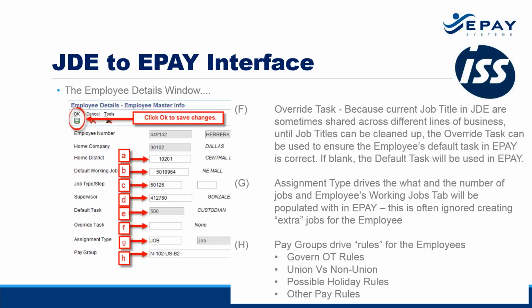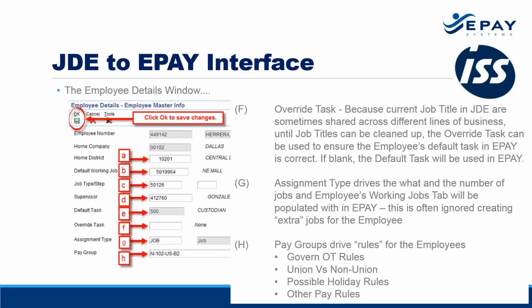G is assignment type. Now, this one's another critical field in that the assignment type drives the number of jobs and the employee that actually will be populated over to the employee's working jobs tab. I'll talk about that momentarily when we talk about the Blueforce screen, but one of the tabs there is the working jobs. The working jobs allows the employee to basically punch in and punch out of certain jobs. This assignment type will drive that.